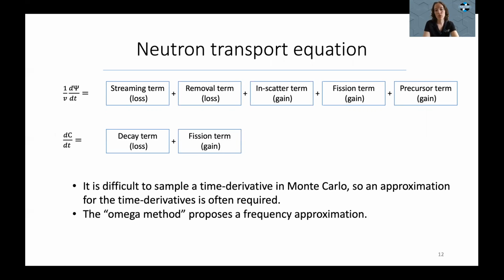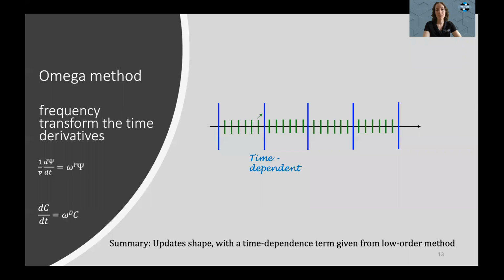It is difficult for Monte Carlo to sample a time derivative accurately. So an approximation for the time derivative is often required. And I'm really going to focus on presenting to you what we call the omega method, which proposes a frequency approximation to the time derivative.